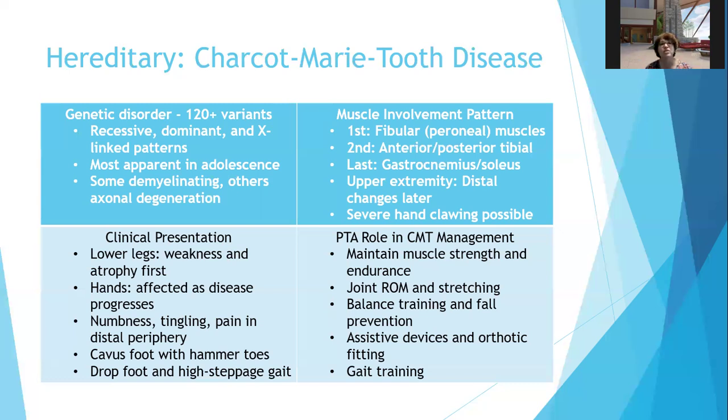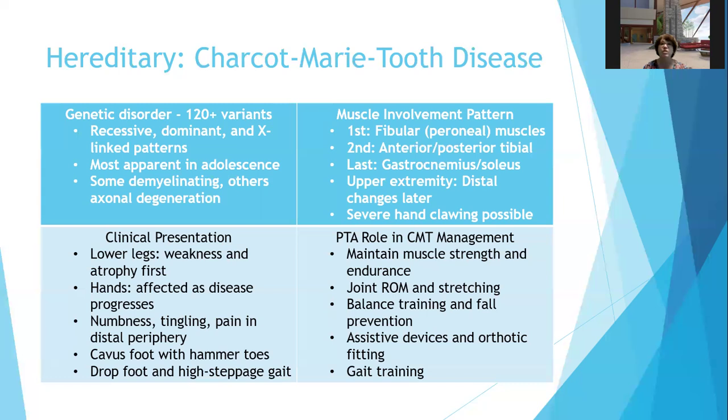So the clinical presentation is you get atrophy and weakness in the lower legs. And as the disease progresses, you get into the hand. Numbness, tingling, and pain in the distal periphery. Cavus foot, which is the really high arch with hammer toes, and that's like the clawing of the foot that I was talking about. You also get drop foot and a high steppage gait where people really bring their knee up so they can clear the toe because the tibialis anterior can't lift their foot up.